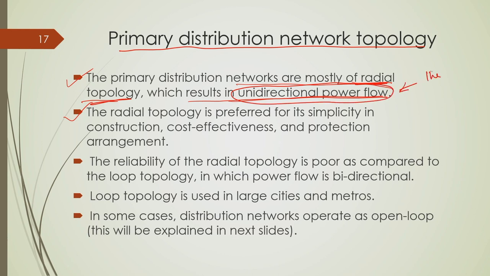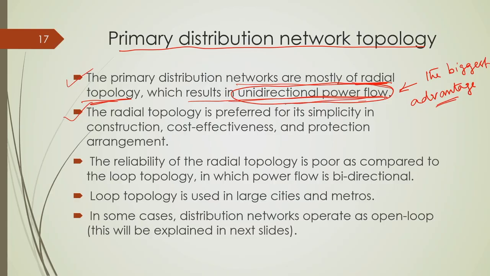This is the biggest advantage, due to which we choose radial operation of the primary distribution network, even if you have the flexibility of keeping it in loop. Okay. Because this unidirectional flow of power makes protection coordination very, very easy, very uncomplicated. Okay. Now, this radial topology is preferred for its simplicity in construction, cost effectiveness and protection arrangement.